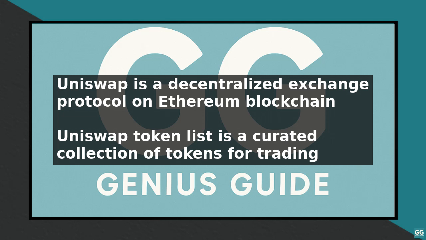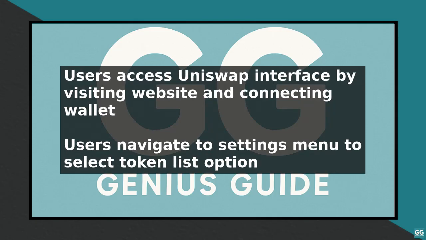To integrate the Uniswap token list, users need to start by accessing the Uniswap interface. This can be done by visiting the Uniswap website and connecting a wallet such as MetaMask. Once connected, users can navigate to the Settings menu and select the token list option. From here, users can choose to add the Uniswap token list to their wallet.